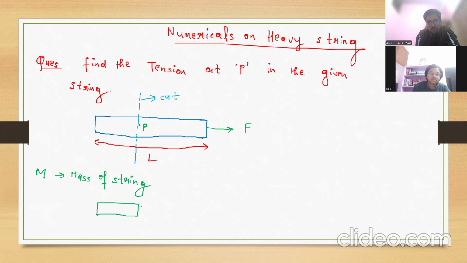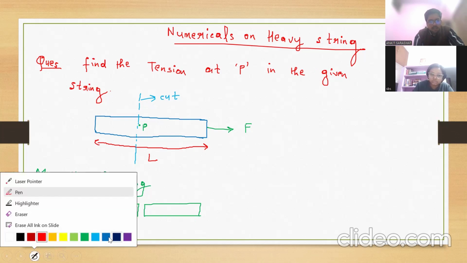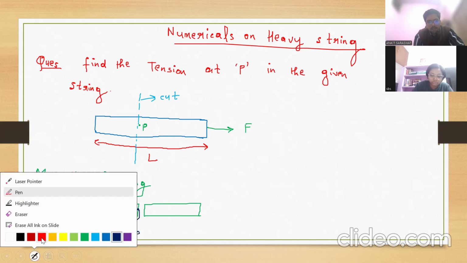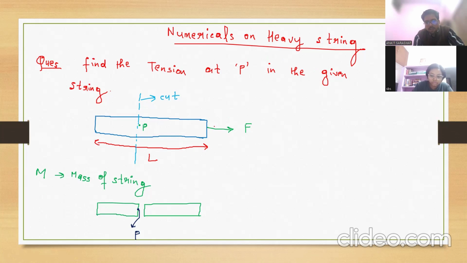It will be like this. Where is P? I'm drawing here separately. P is here. This is P. Now tell me, if I apply force on this heavy string, this entire string is going to move in the forward direction. Clear? Like this. If I cut into two parts and this string has some tension, I'm asking what is the tension at point P.